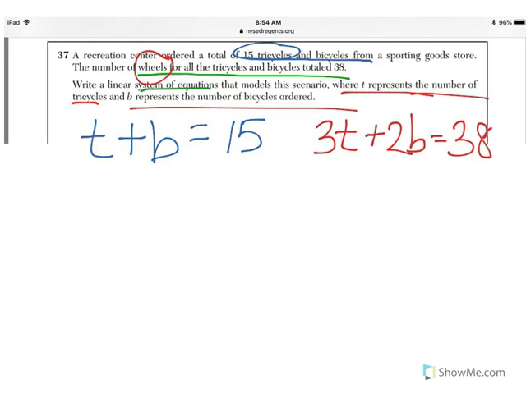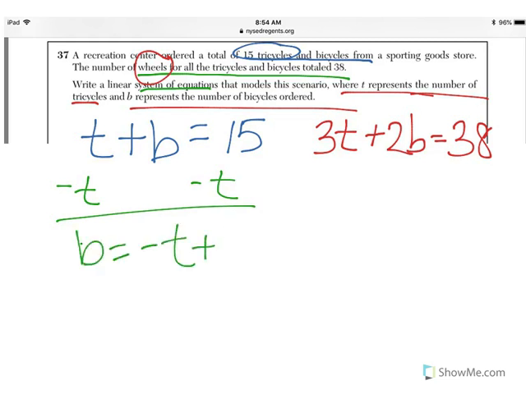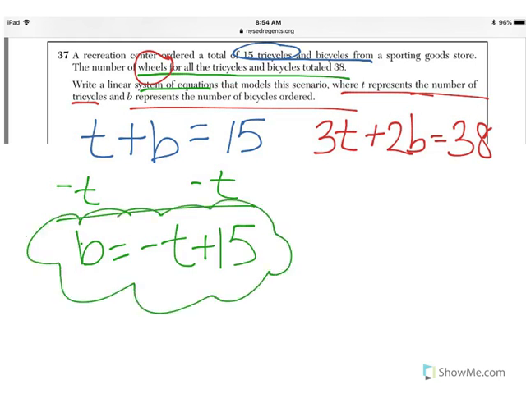Now in the next part we're going to have to graph. And it's not x and y, it's t and b. But according to our graph and how they labeled it, B is considered the y-axis. So we need to get B alone. So in order to get B alone, if we subtract T in the first equation, we'll have B equals negative T plus 15. So that's one of the equations that we'll have to graph.